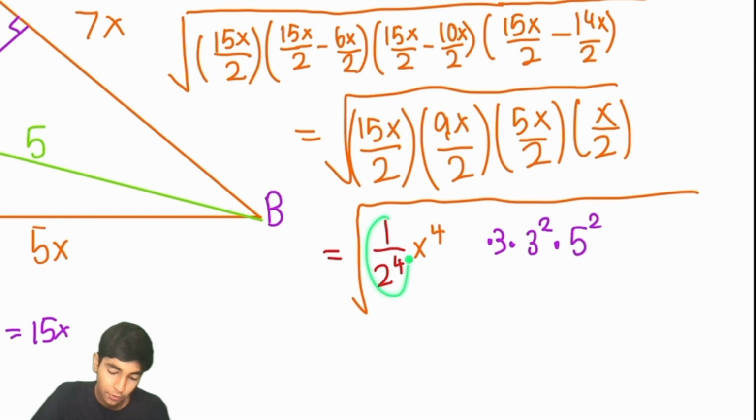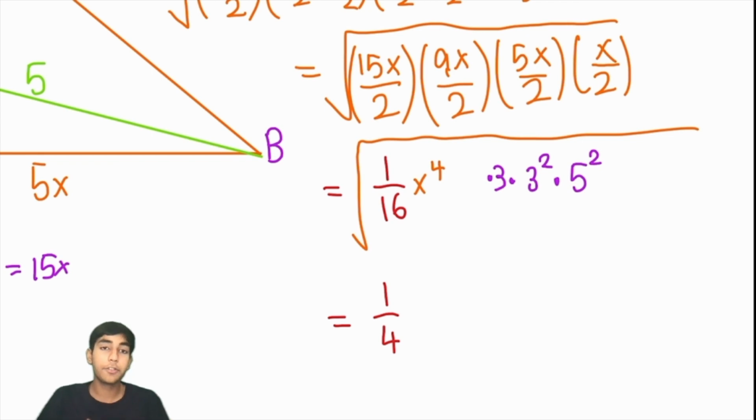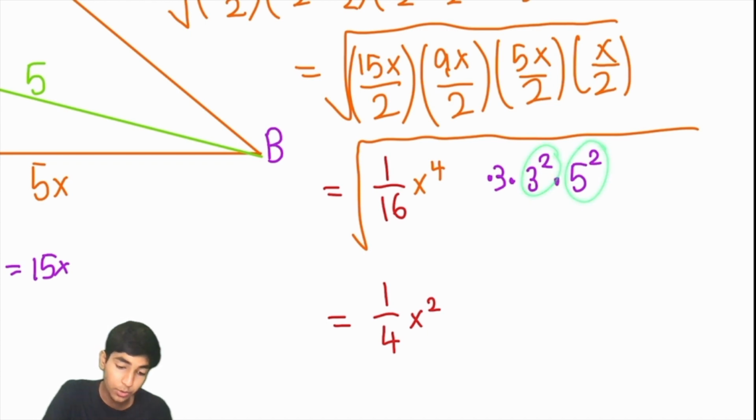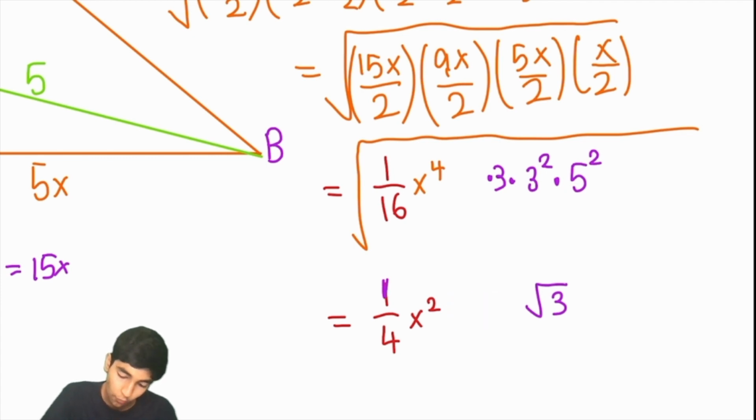So what's the square root of 1 over 2 to the 4? Or simply, you can think of it as 1 over 16. The square root of 16 is 4, so the square root of 1 over 16 is 1 over 4. The square root of x to the 4th is just x squared. And the square root of 3 squared times 5 squared is just 3 times 5. And then we've just got the straggling square root of 3 term that's left at the end. So it simplifies to 15 over 4 root 3 times x squared.